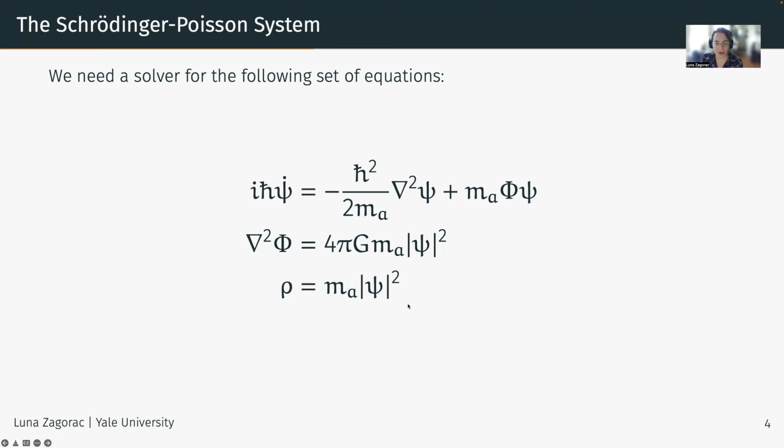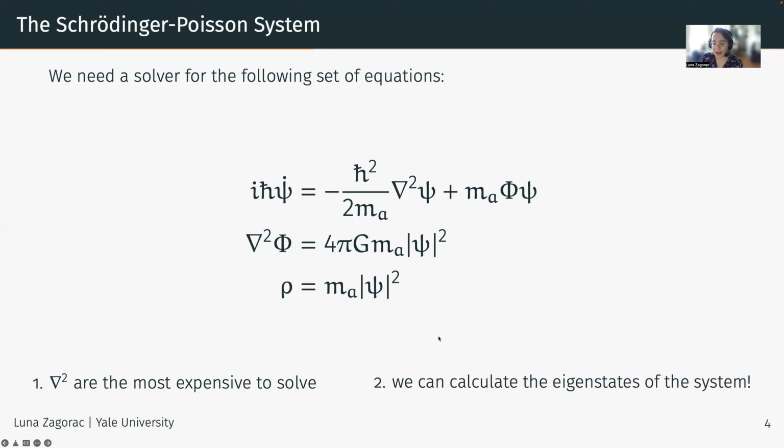If you weren't sure that you followed this, that's not a problem. There are two main takeaways that I want you to take from these set of equations. Number one is that when solving these equations numerically, the Laplacians, the del squareds, are the most numerically expensive to solve. This is where Chapel can help us. And secondly, due to the presence of the Schrödinger equation, we can calculate the eigenstates of the system under certain assumptions. So I will continue to tell you about one in this section, and we will touch on two in the next one.